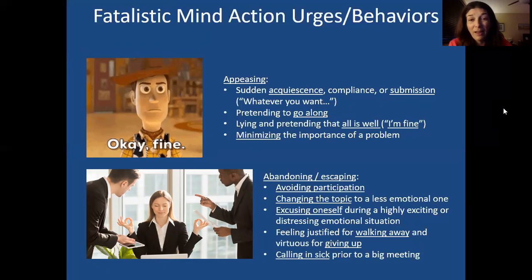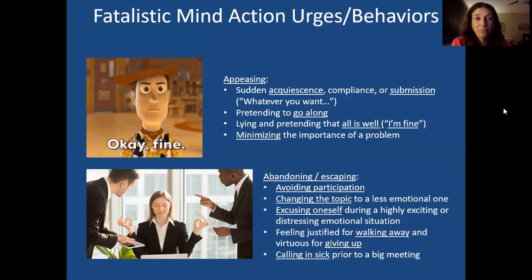Also related to that, lying and pretending that all is well. Like if you said, okay, fine, forget it, we'll do it your way. And someone said, oh no, you still seem like you're upset. Come on, let's talk about it. You say, no, it's fine, I'm fine. Right? So you're saying one thing, but you're feeling another, okay? And related to that, minimizing the importance of a problem. No, forget it, I don't care, it doesn't matter, okay?